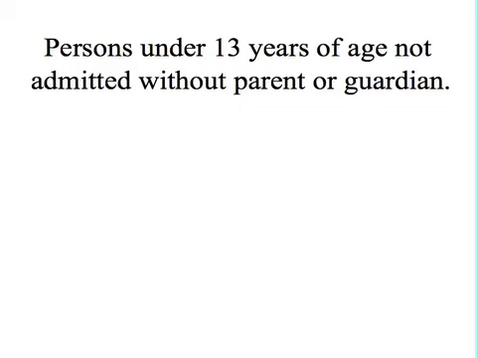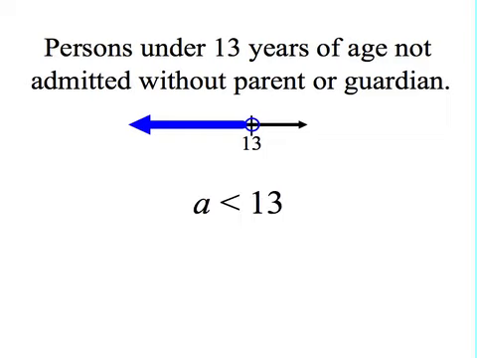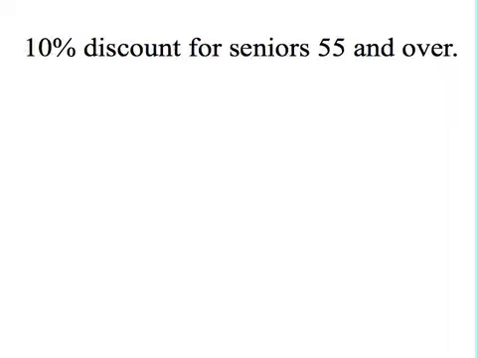Here's an example. Persons under 13 years of age are not admitted without parent or guardian. So we start with the 13. Since it's under 13, we put an empty circle and shade in all of the numbers that represent ages less than 13. And then writing it, we could write A for age is less than 13. And it could also be written starting with the 13. 13 is greater than A.